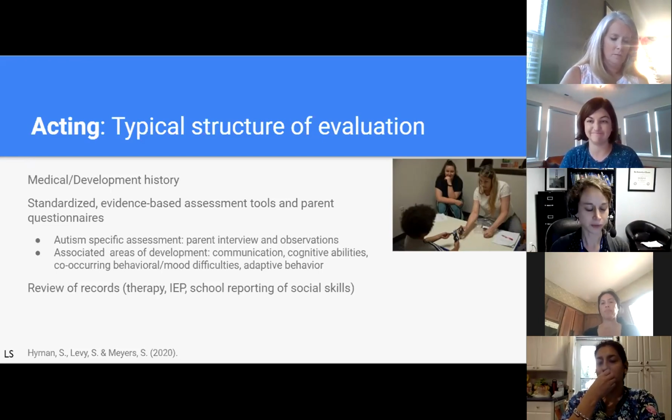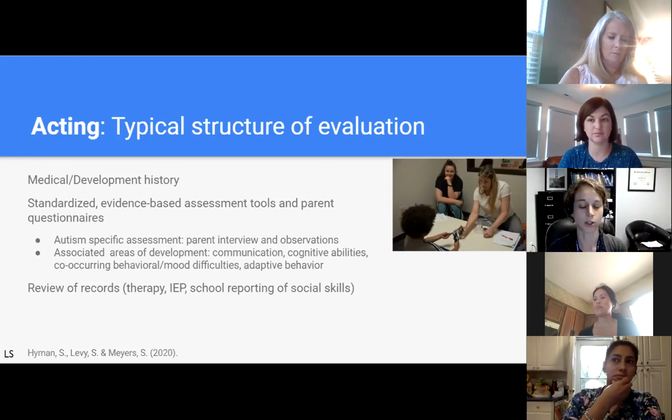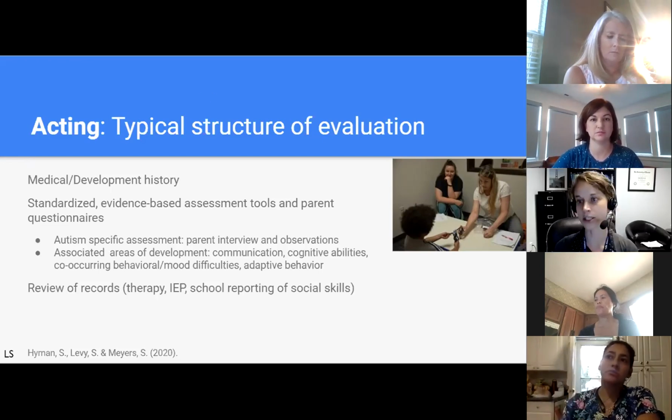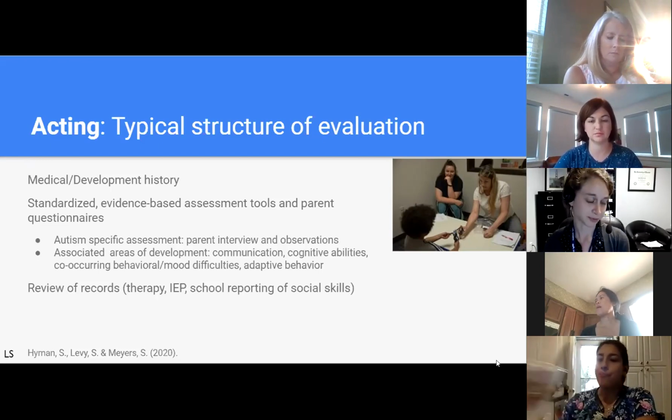So pretty regularly we'll do an assessment of communication skills, which is why we like to have SLPs on our teams. And then also, because of that group of kids who have cognitive delays, we're usually doing some sort of IQ measure or cognitive measure for younger kids who may not be ready yet for IQ testing. And then also looking at those behavioral mood difficulties and adaptive behavior. And adaptive behavior is like self-care skills or someone's ability to do things independently in their daily life.